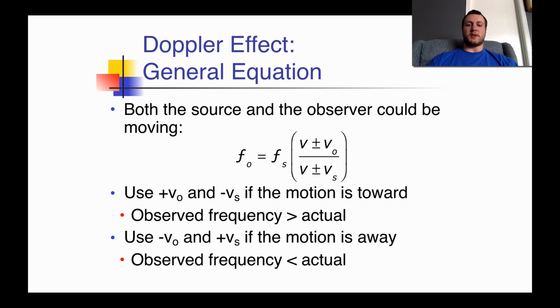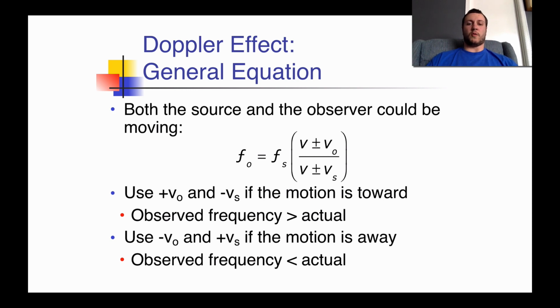So the first bullet point, use plus v sub o and minus v sub s if the motion is towards. So if you know that the observed frequency is going to be higher than what's actually being emitted by the sound producing source, you're going to add v_o and you're going to subtract v_s. If the motion is away, we're going to subtract v_o and add v_s, because again, that's going to play with that ratio in the parentheses to cause that observed frequency to be lower than the source frequency.